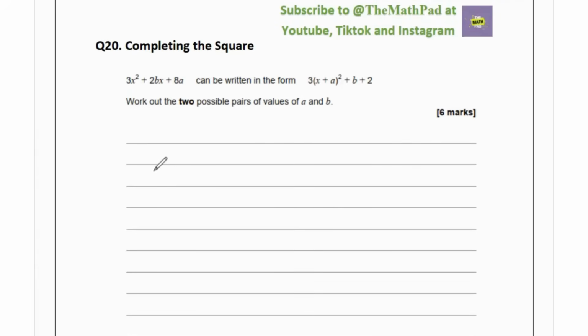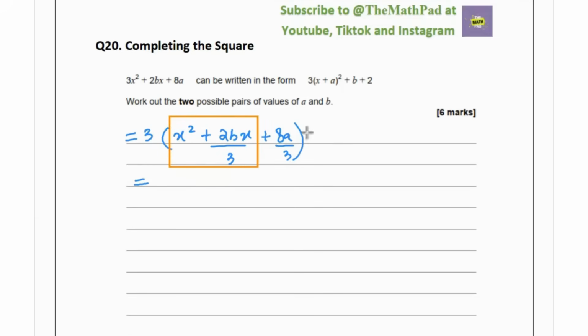So first step is to always make the coefficient of x squared 1. To make the coefficient of x squared 1, we're going to take 3 common from the entire equation. So that's going to be 3 bracket x squared plus 2b over 3 x plus 8a over 3. As you can see, we take it common from the entire equation, not just from x squared. Now we have to complete the square, and the square that we're going to complete is going to be this. 8a over 3 is not a part of that square, it's separate.